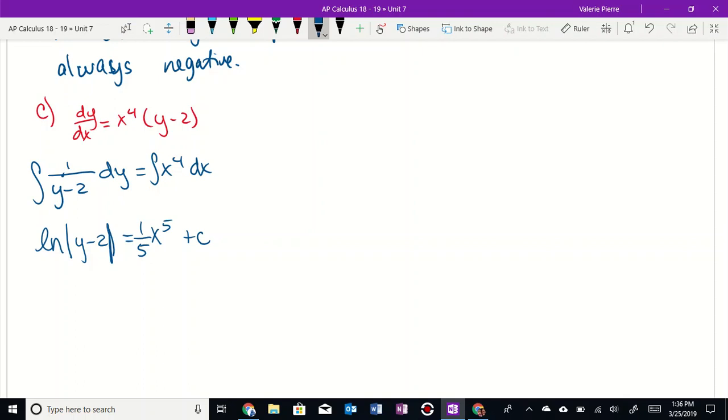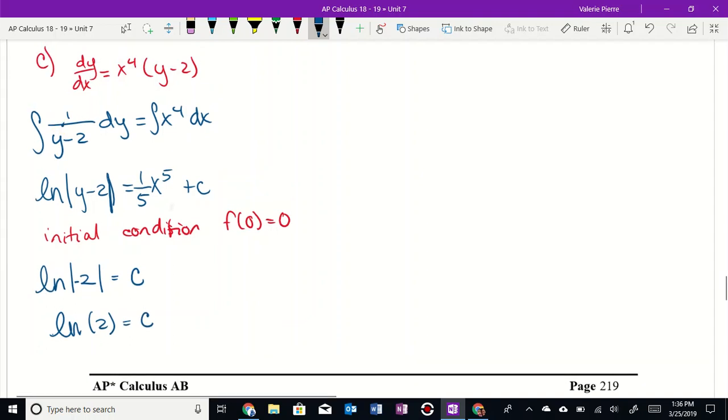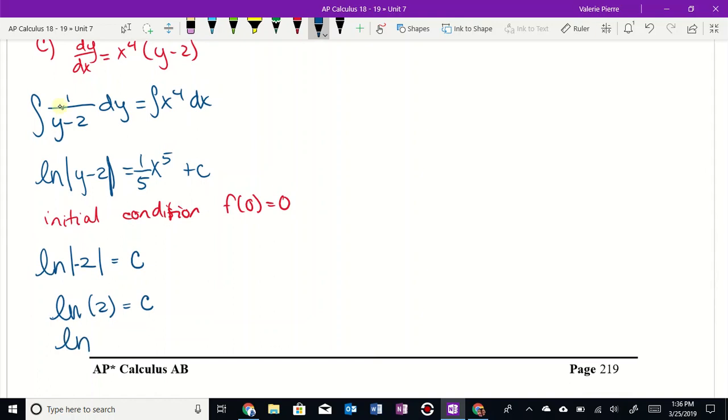All right, so our initial condition is that f(0) equals 0. So if we plug that in, then we have ln of 2, negative 2, sorry, equal to c. So ln of 2 equals c. So our function is that ln of the absolute value of y minus 2 equals 1/5 x to the fifth plus ln of 2.